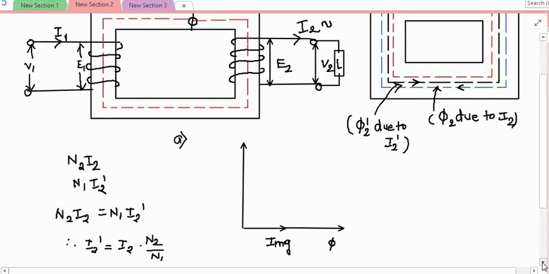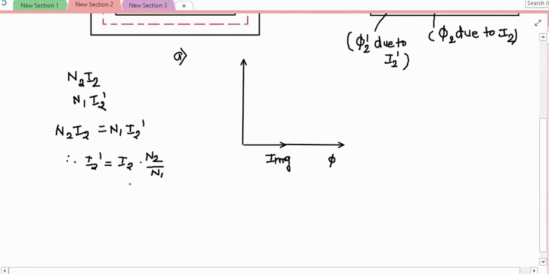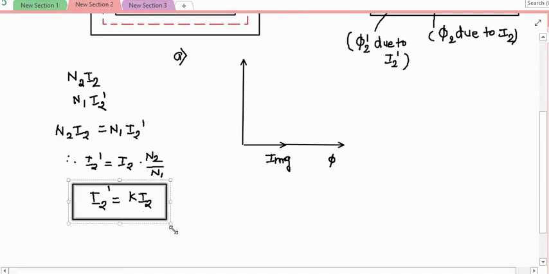But students, in the last lecture we have seen what N2 by N1 is. N2 by N1 is nothing but K. So I2 dash is equal to K into I2. I2 dash is nothing but K into I2. So this current I2 dash is always in anti-phase with the current I2.